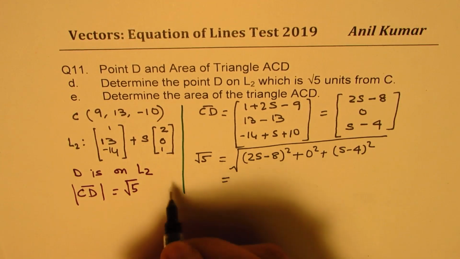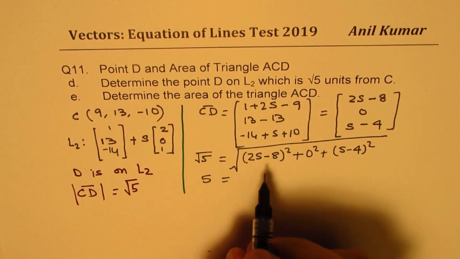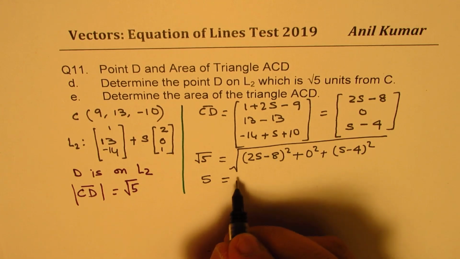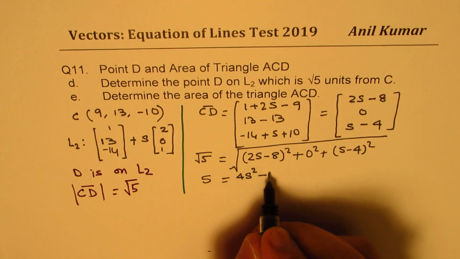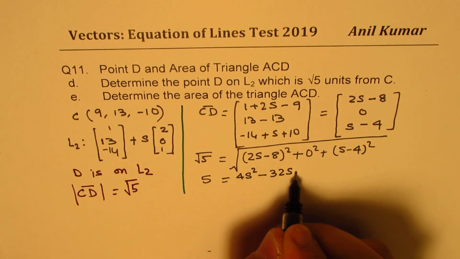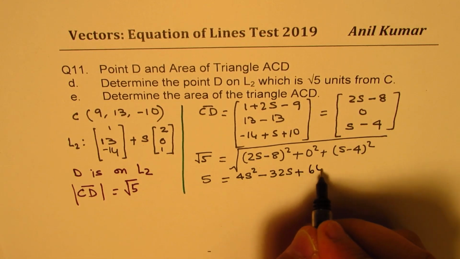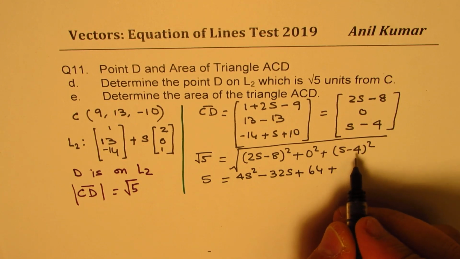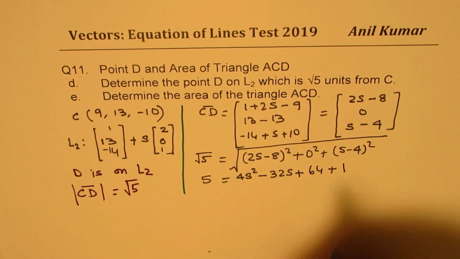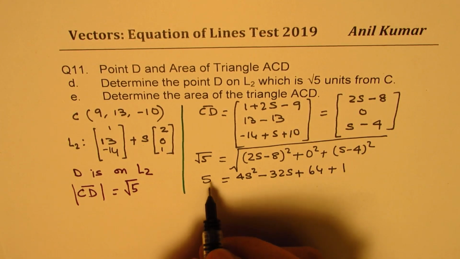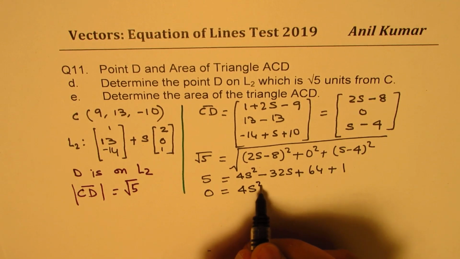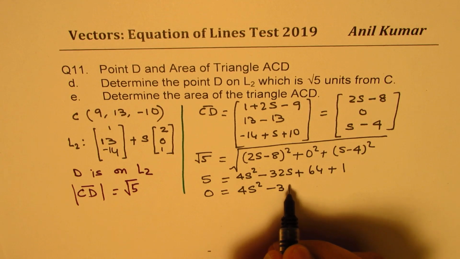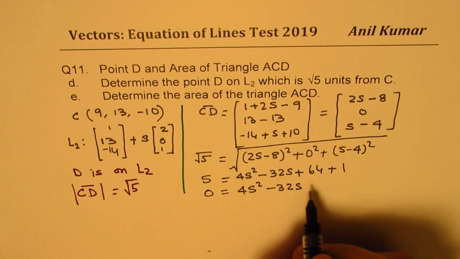We can square both sides. We get 5 equals 2s minus 8 whole squared plus s minus 4 whole squared. Now we'll expand. So we get 4s squared minus 32s plus 64, plus s squared minus 8s plus 16. So we can bring this to the other side. So we get 4s squared minus 32s.